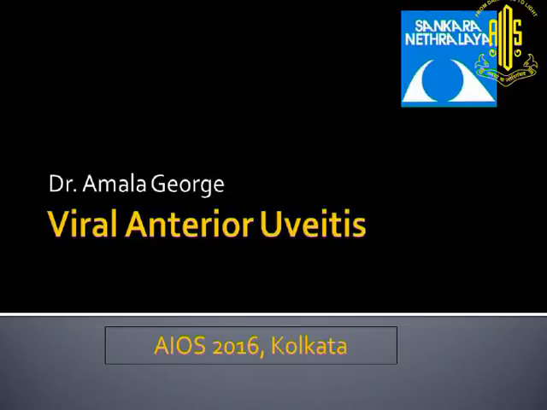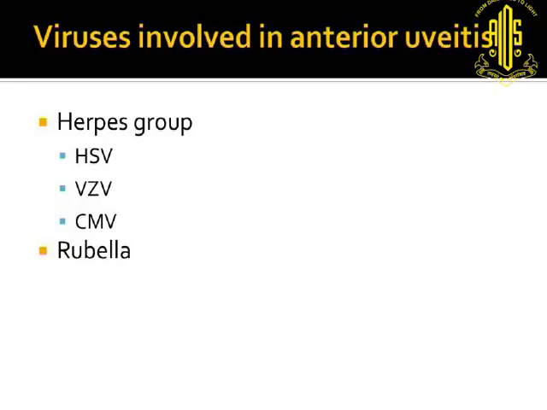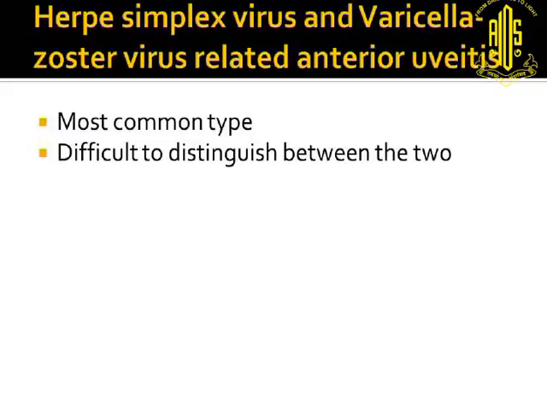I'll be speaking on viral anterior uveitis. Now, the most common viruses involved in anterior uveitis are from the herpes group, and more recently, rubella has also been implicated. Herpes simplex virus and varicella zoster virus related uveitis is the most common type, and it's often difficult to distinguish between these two in many cases.